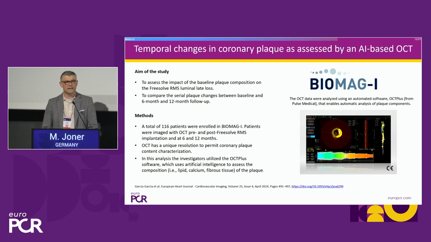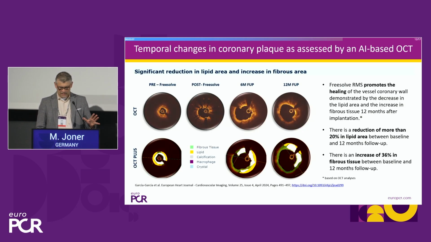And he used a dedicated software, the OCT Plus software, which has an AI algorithm to differentiate different tissue types. And what you can see here is it's able to really differentiate fibrous tissue from lipidic tissue and from calcified tissue. For instance, the white area shows you all the calcium. And what he found is quite interesting, because he showed that there's a 20% decrease in lipid area underlying these stent struts, and at the same time there was a 36% increase in fibrous tissue, especially above the struts. So that means that the fibrous cap is forming.